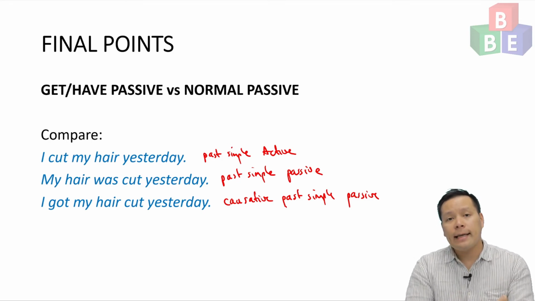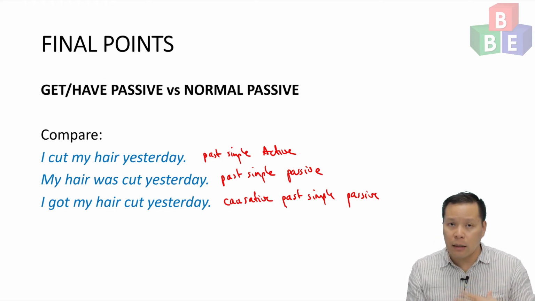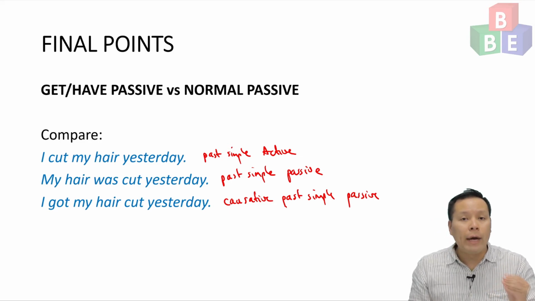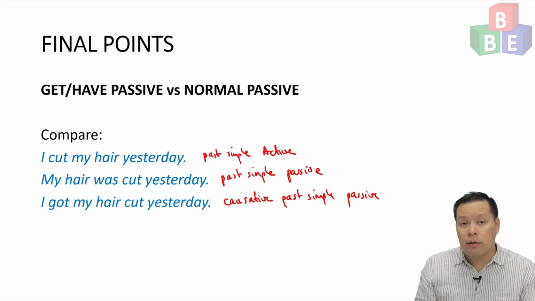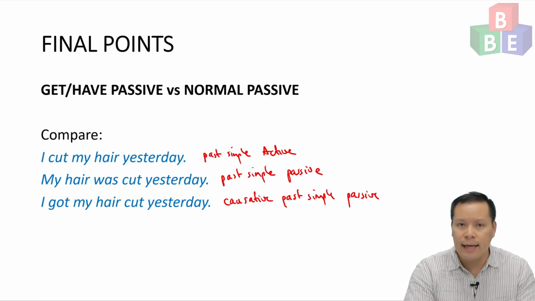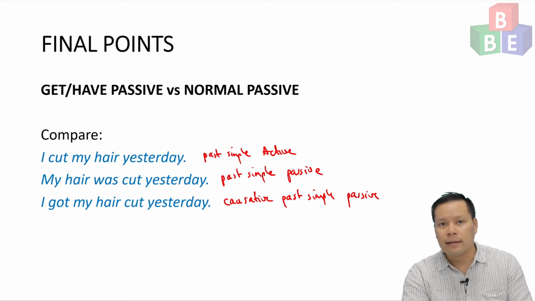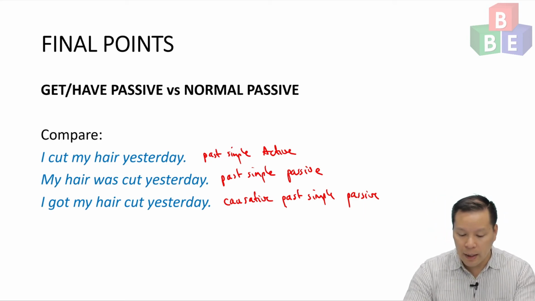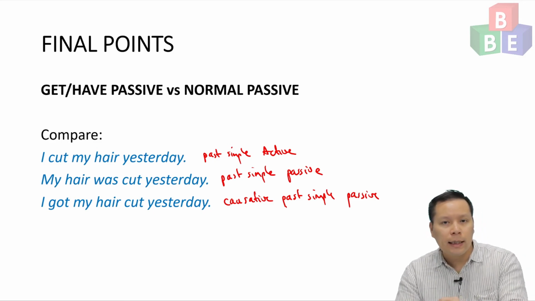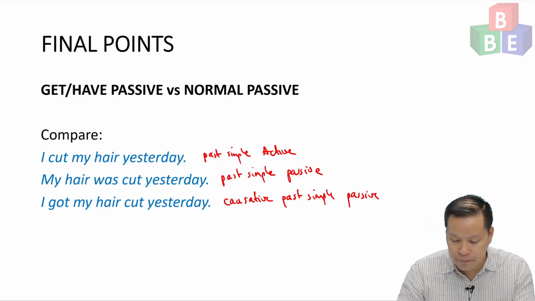because I want to say that I didn't cut my own hair. Rather, I arranged for a hairdresser to cut my hair. And I paid this person because this person is a professional and I want a professional to cut my hair. And so that's the big difference between the normal passive and the causative passive.